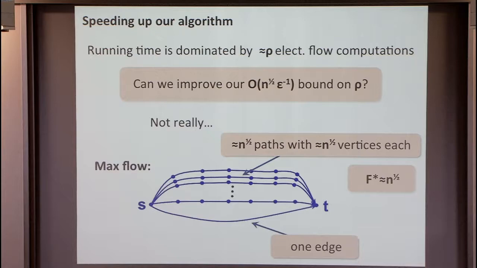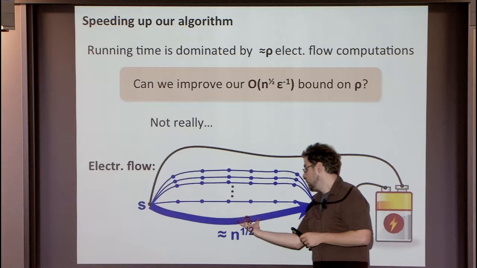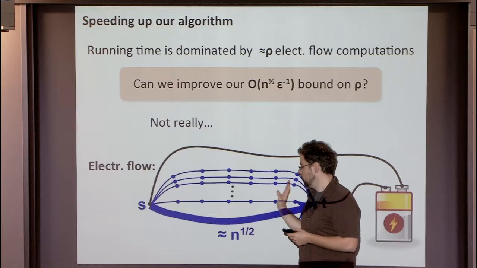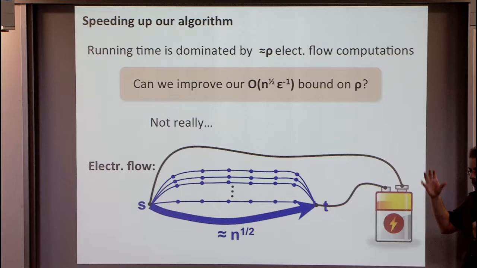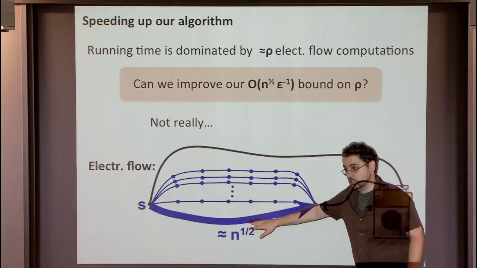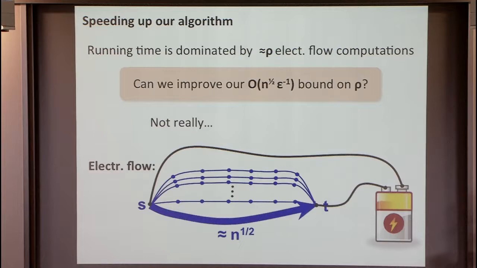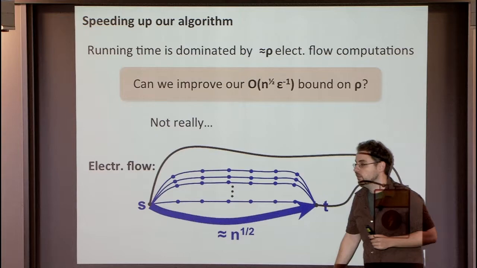But then if you look at an electrical flow, what will happen is that the effective distance of this one edge will be comparable to the effective distance of this whole system of paths. Each path has a distance of square root of n, and there are square root of n parallel paths. So the effective distance of this part is 1, and of course this edge also has an effective distance of 1. So essentially, the electrical flow will roughly send half of the flow on these paths and half of the flow on this edge.